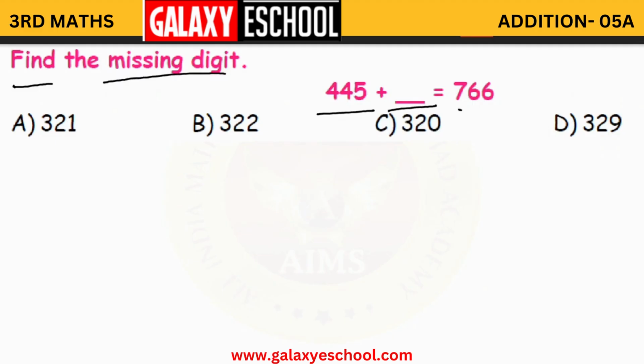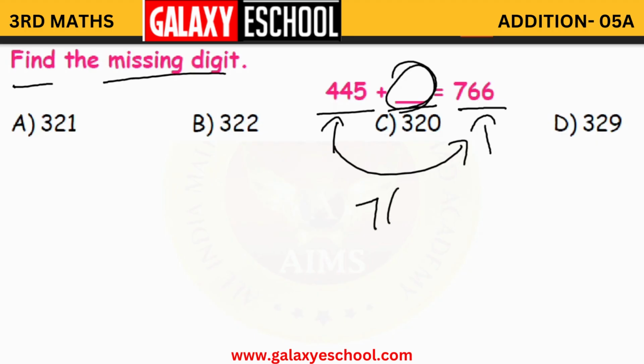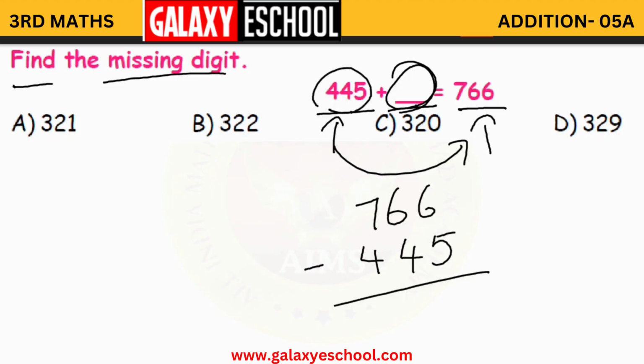445 plus dash is equals to 766. See, if you remember this from the previous class, we have one addend and the sum is given. We have to find out the other addend. In these cases, what did we do, children? We subtracted the addend from the sum. 766 minus 445. What should be added to 445 to get 766?